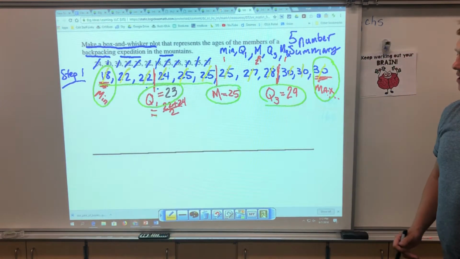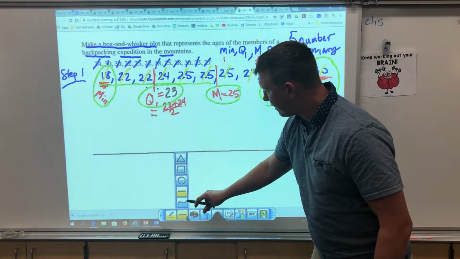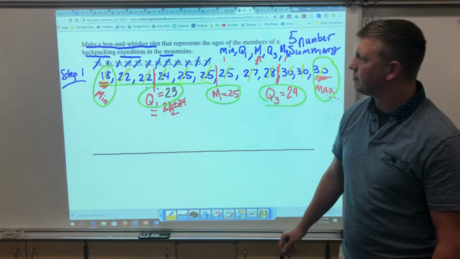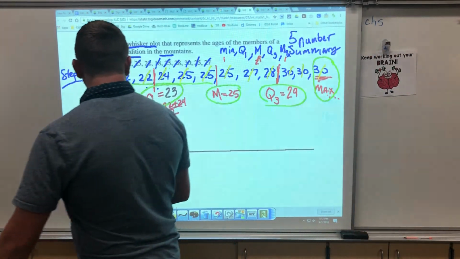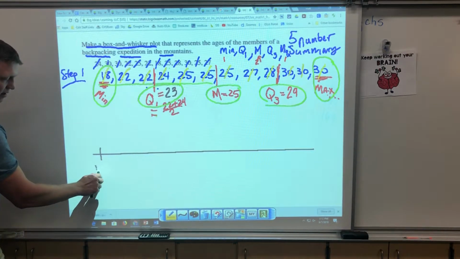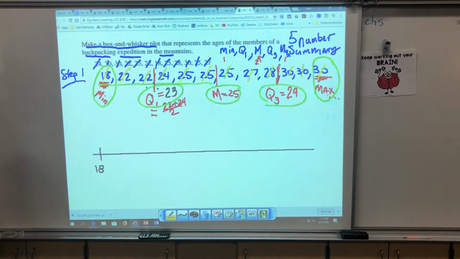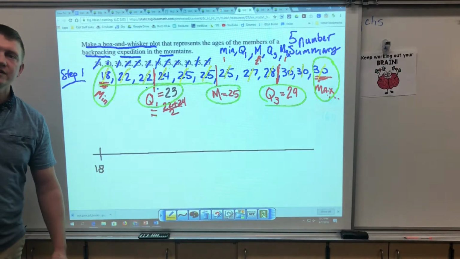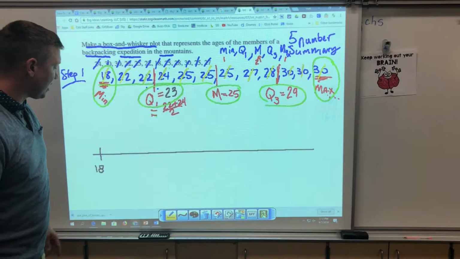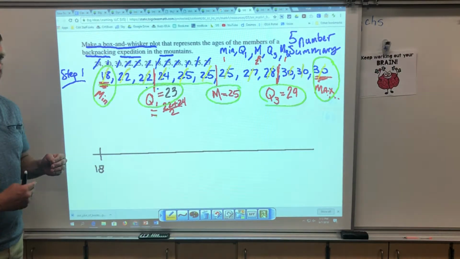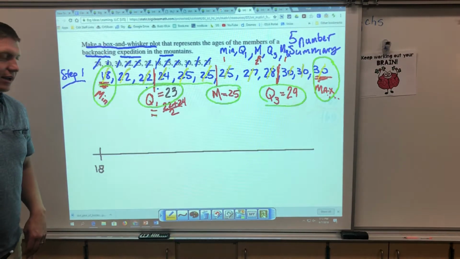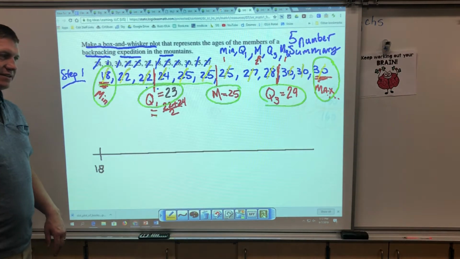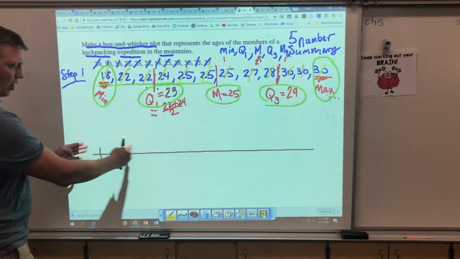Okay, there's my line, and I'm going to put some numbers on it. What's my minimum? Minimum number is 18. So I'm going to put 18 here, and it needs to be a number line. Often this is given to you, so in your number line, I'm going to increase by the same amount. Never make a number line that doesn't increase by the same amount per gap.